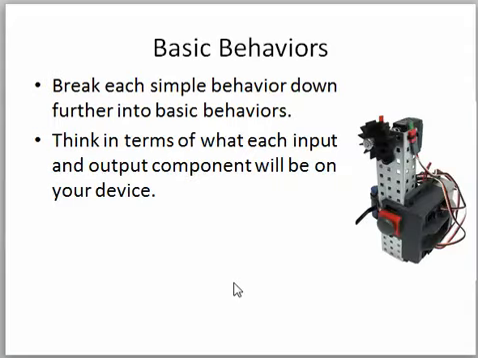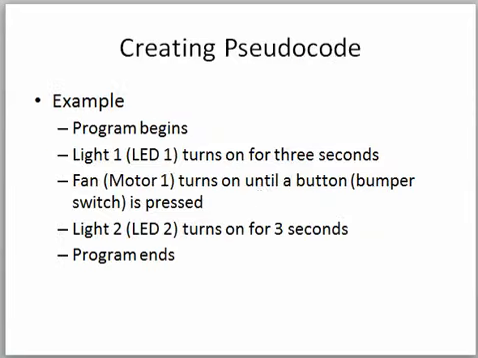The last step here then is to break each simple behavior down into further basic behaviors in terms of what each input and output component will be. The simplest thing you can possibly break it down into. The example of creating the program begins. Light 1, which would be LED 1, turns on for 3 seconds. Fan turns on until a bumper switch, which is the button, is pressed. Light 2, which is LED 2, turns on for 3 seconds, and then the program ends.